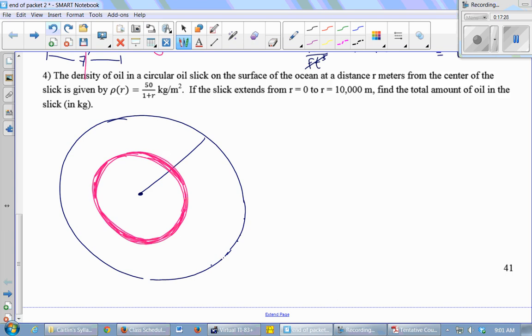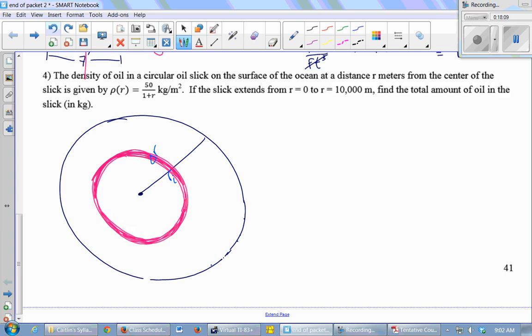Okay, so I need to know the density at this distance away. So we'll call this distance away R sub i. And then we'll call the thickness of the ring delta R. So I need to know the density at R sub i, which I know from the formula, right? That was given to me. And I need to know the area of that ring, how much area that is.